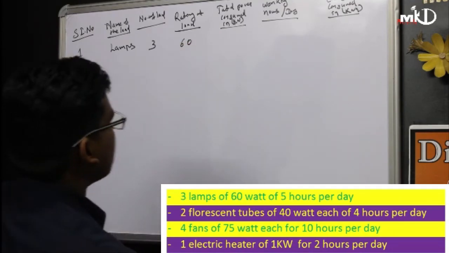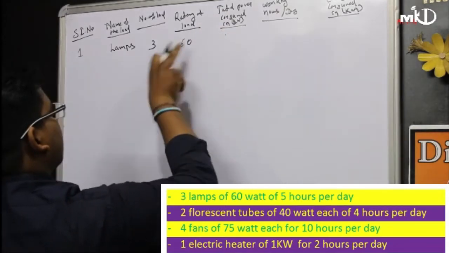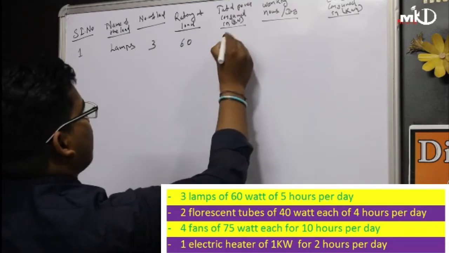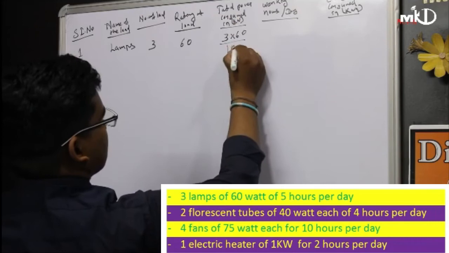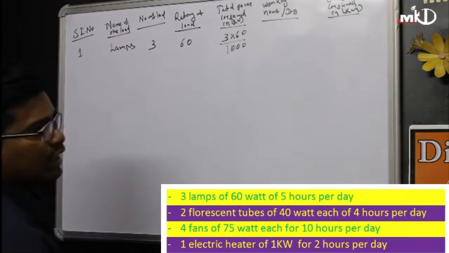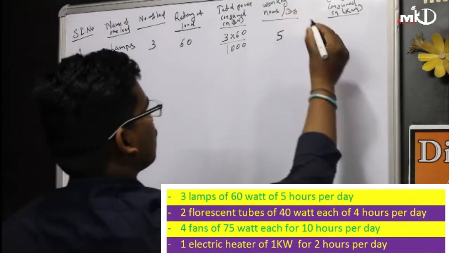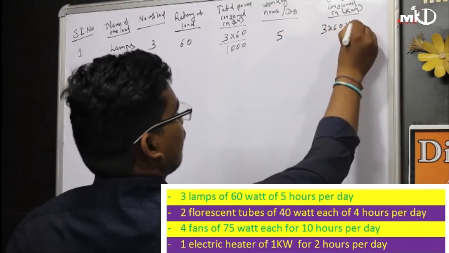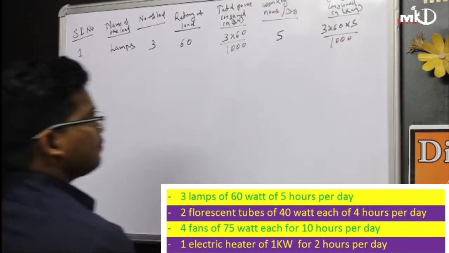Total power consumed in kilowatt. Each is 60 watt, 3 numbers. So 3 into 60 divided by 1000, since kilowatt means 1000. Then working hour is daily 5 hours. So it is 3 into 60 into 5 divided by 1000.